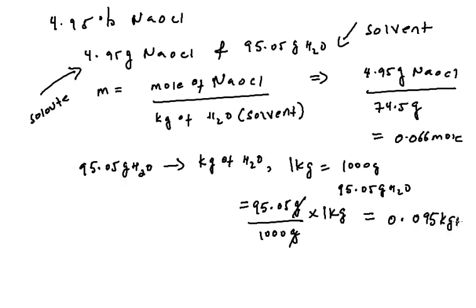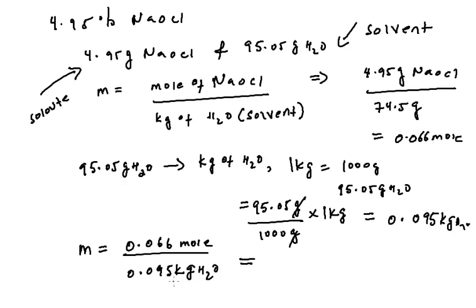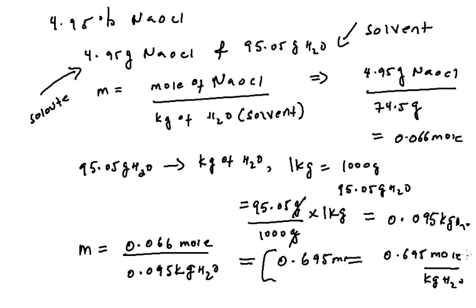kilogram of water. So now you can calculate the molality, which is the number of moles of a solute, 0.066 mole, divided by 0.095 kilograms of water. So 0.066 mole divided by 0.095 kilogram, basically that gives you 0.695 mole per kilogram, or 0.695 m. Or you can say 0.695 mole per kilogram of water in this case. So this should be your final answer.